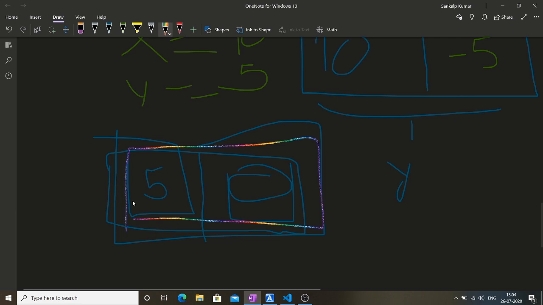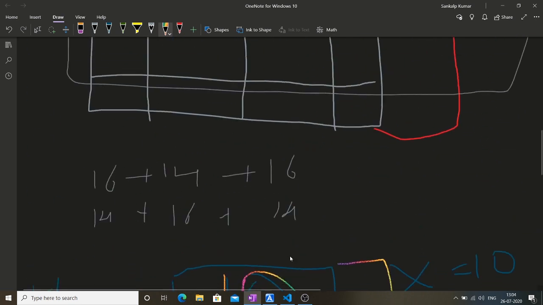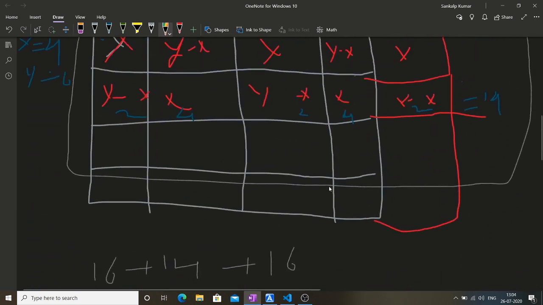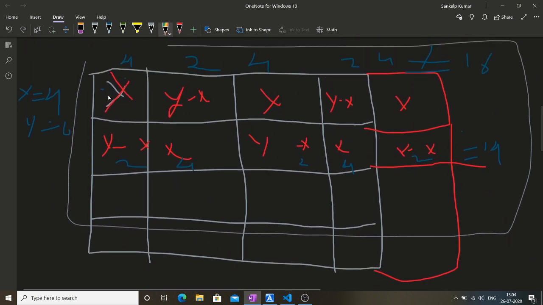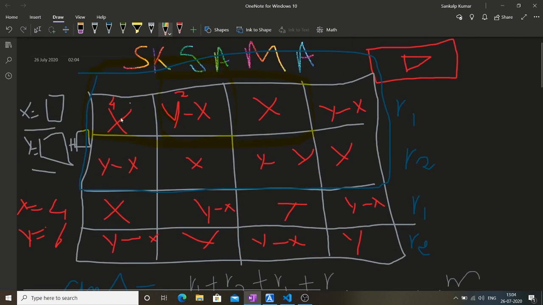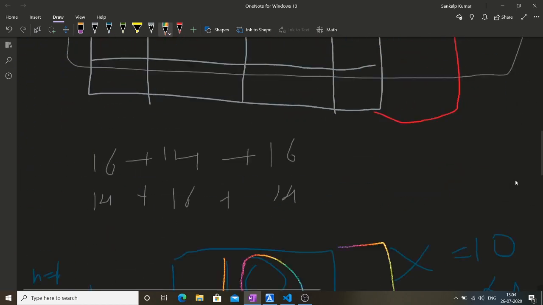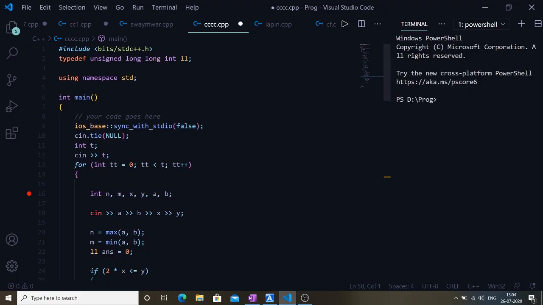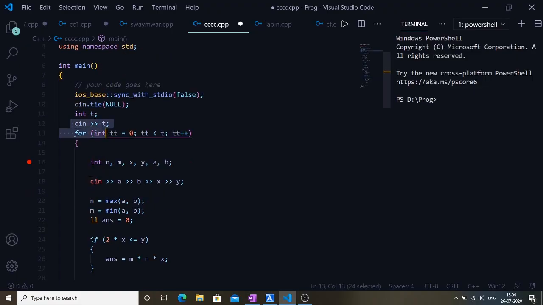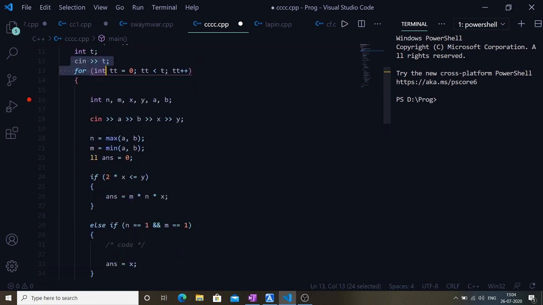So these were the corner cases, like this one, where a 1 by 1 block is there, and always start with x, not y minus x. And that's all. So come on, let's see the code. This is the number of test cases, no problem with that. What I have done is I have taken n, m, x, y, which are all given in the question, and a, b. Instead of n and m, I have taken a and b as input.